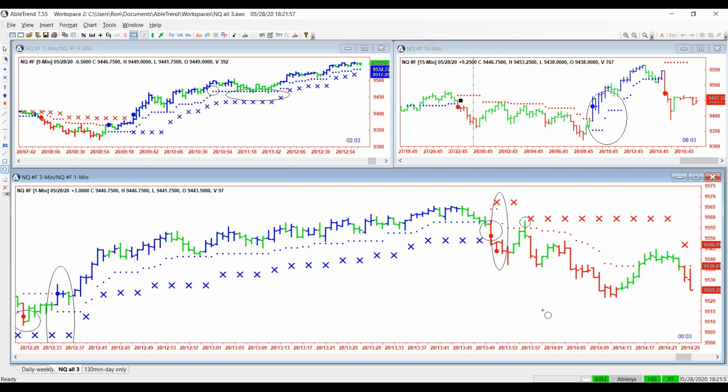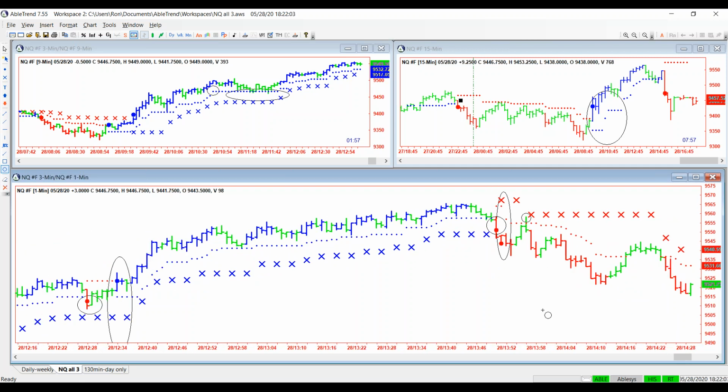It was like a textbook day to trade. If you use the AbleTrend rules that I've been going over for all these years, boy, you had just a killer day today. I just wish every day could be like this because it was so clear and obvious. There was no thinking. It was just super obvious using the AbleTrend rules.